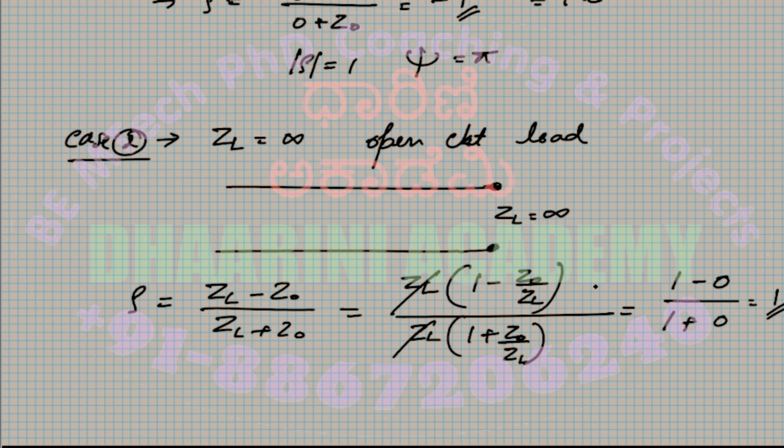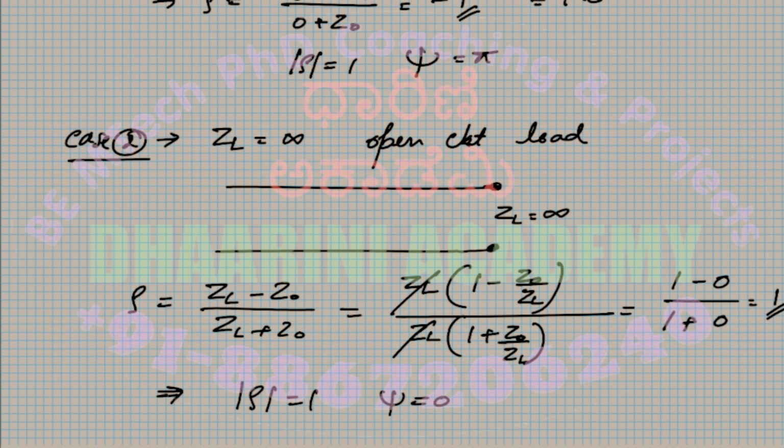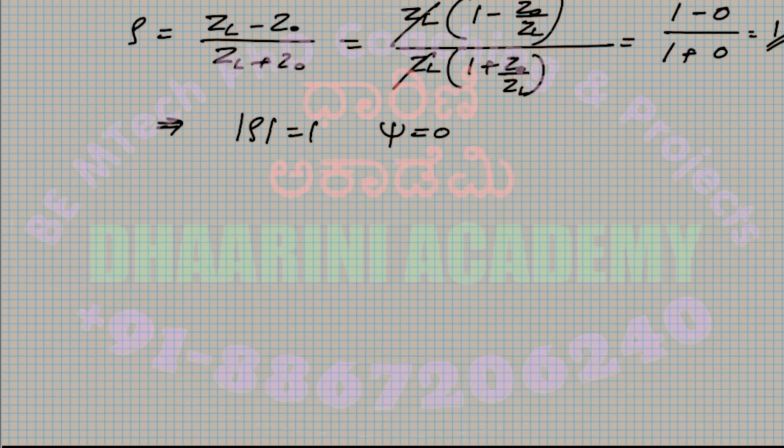Right? So when I get the rho value equal to 1, I understand something. I know that I'm expecting this to be a complex number. So magnitude of rho is equal to 1 and the psi value becomes equal to 0. So the phase angle is 0 here. Okay. Right. Let's go to the third case.